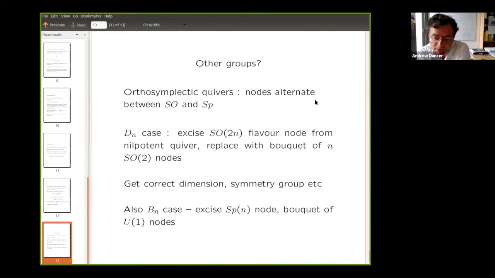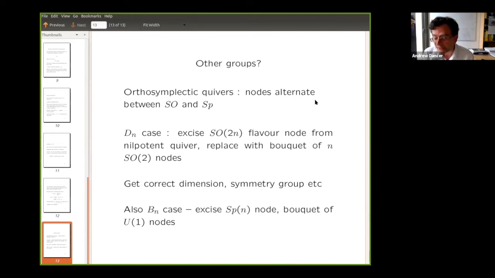We can start with the quiver description of the nilpotent cone, but now an orthosymplectic quiver. This again is in Kovacs 1. The nodes alternate between orthogonal and symplectic groups. And you can try the same trick we did before. We can excise the flavor node at the top. So in the DN case, that's the simplest. We'd excise the SO2N flavor node. Then that would leave exposed a symplectic node, which now has to be rebalanced. And we can do that by replacing it with a bouquet of N abelian SO2 nodes.